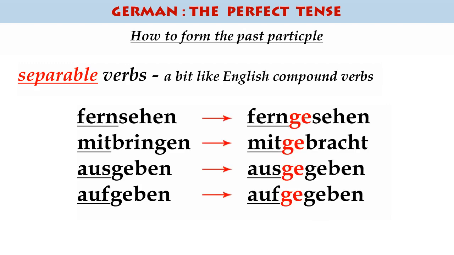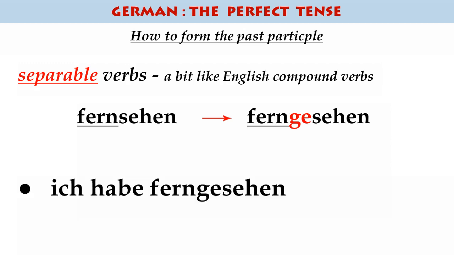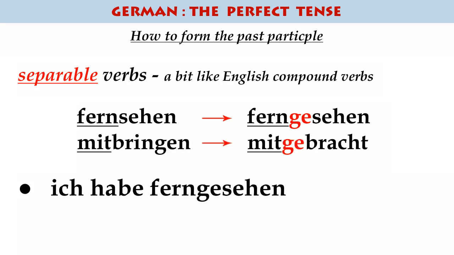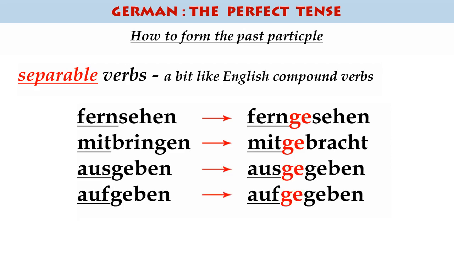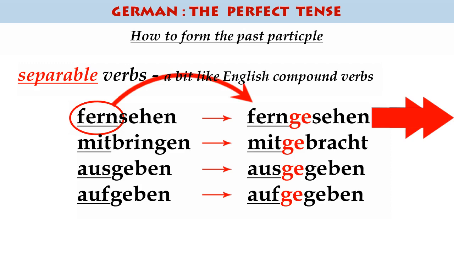And for these you push them obviously to the end, as you would expect, but the separable prefix is pushed away from the main body of the verb and you've got that GE pushed in. Ich habe ferngesehen. I watched TV. We brought some presents. Wir haben Geschenke mitgebracht. So obviously you will still need to know whether the verb itself is weak or strong or mixed, but the prefix, which is often a preposition anyway, just gets tacked onto the front of the whole thing, and then the whole thing gets pushed to the end.